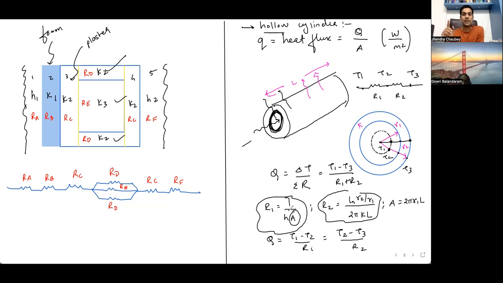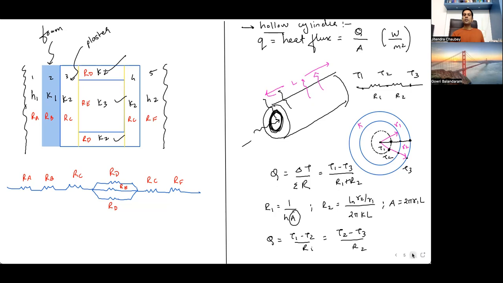Now here the formula has changed because the cross section keeps on increasing. Can you see the increase in cross section for heat? Here the radius was R1 and over here the radius was R2. Every instant the heat is penetrating inside the cylinder. That is why the formula is like that. So it becomes a logarithmic function.